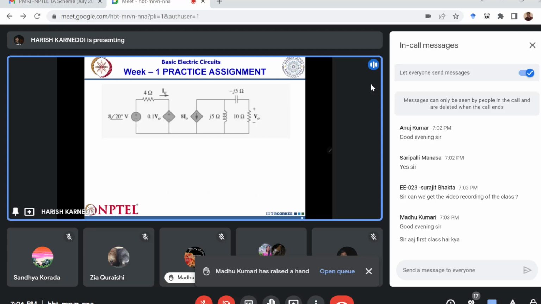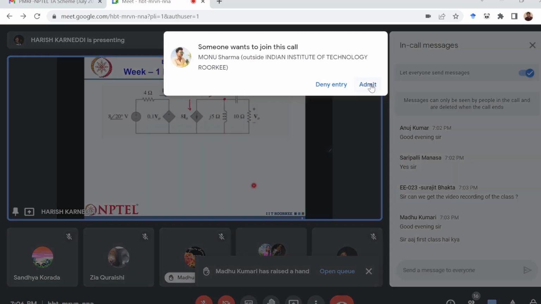Going to the next loop, let us suppose a node A. Here this current direction is 8 I naught. This is a dependent current source which is having a value of 8 I naught. What is the opposite direction of the current? One can represent this current as minus 8 I naught.